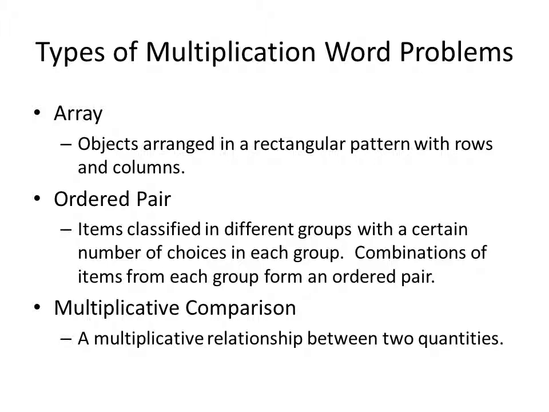And finally, the third type of multiplication word problem that I'd like you to create a sample for is a multiplicative comparison, where we talk about the multiplicative relationship between 2 quantities. My son Zach is about 3 feet tall. His father's twice as tall as he is. The relationship between them is that Dad is 2 times Zach, or Zach is 1/2 times Dad.